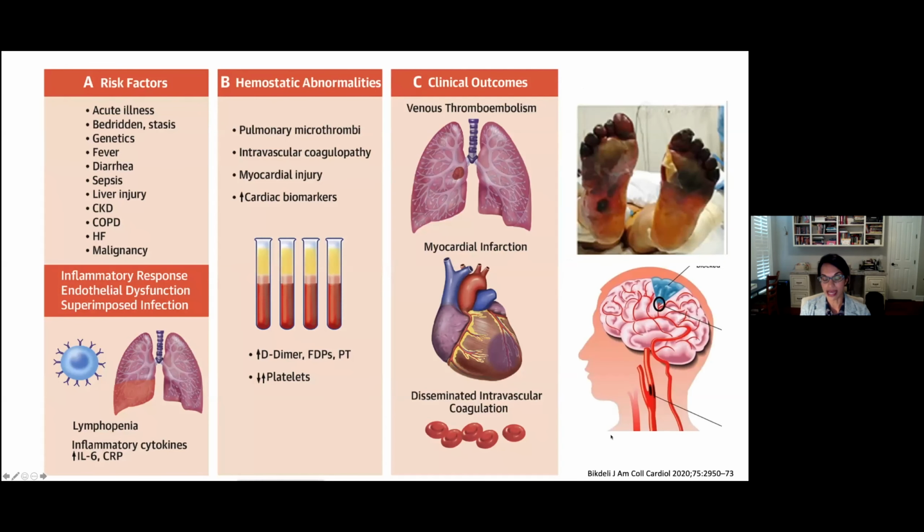Collectively, these hemostatic changes indicate that there is some form of coagulopathy that may predispose to thrombotic events, although the cause is uncertain. Clinical outcomes that have now been well described are venous thromboses, such as pulmonary embolism or DVT, cardiac events, such as acute myocardial infarctions, and in rare cases, classic DIC, or disseminated intravascular coagulation. And the DIC seems to be more in the later stages of the disease.